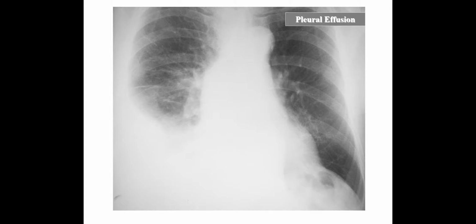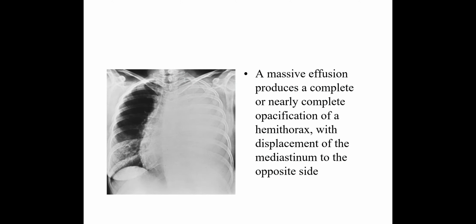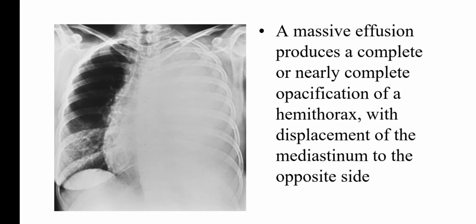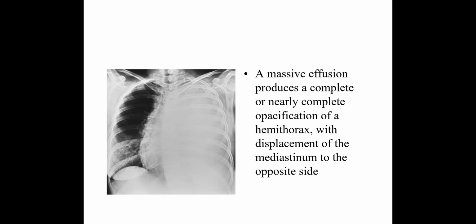These are the important findings to say that this is a pleural effusion. Here, another patient with pleural effusion on the right side. Again, obliteration of costophrenic and cardiophrenic angle and meniscus sign. Another case of effusion. Here, there is complete opacification of the left hemithorax with shifting of the mediastinum to the other side. So this is a massive effusion. It produces complete or nearly complete opacification of the hemithorax with displacement of the mediastinum to the opposite side.